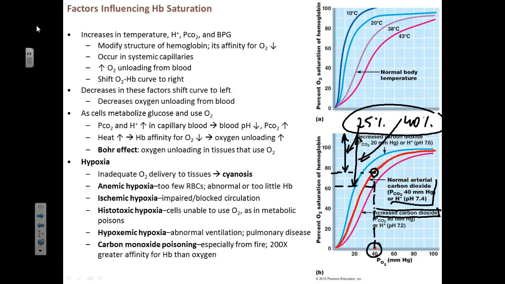Now, we played with numbers and graphs and all other stuff. Now, let's see what produces increased CO2 in the tissues. Exercise. CO2 increases, unloading increases. Does that make sense?